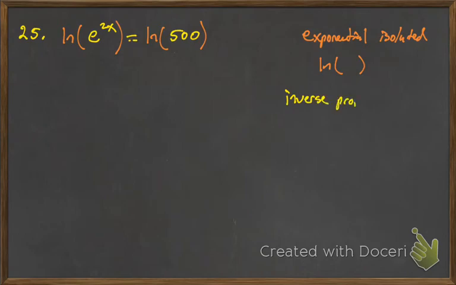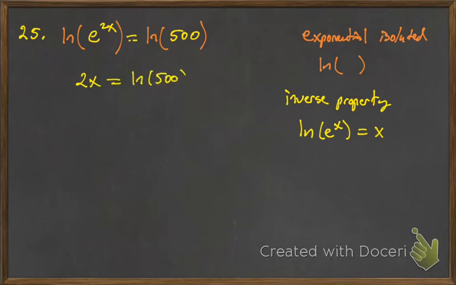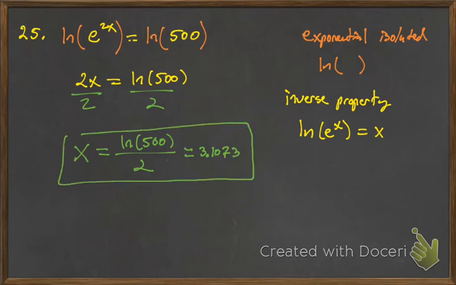And because e and the ln are inverses, we can use our inverse property, which says the ln of e to the x is equal to x, or whatever the exponent is. In this case 2x, and that's going to be equal to the ln of 500, and then we'll go ahead and divide both sides by 2, and so we get x is equal to the ln of 500 over 2, and we can give you a decimal value that's 3.1073.